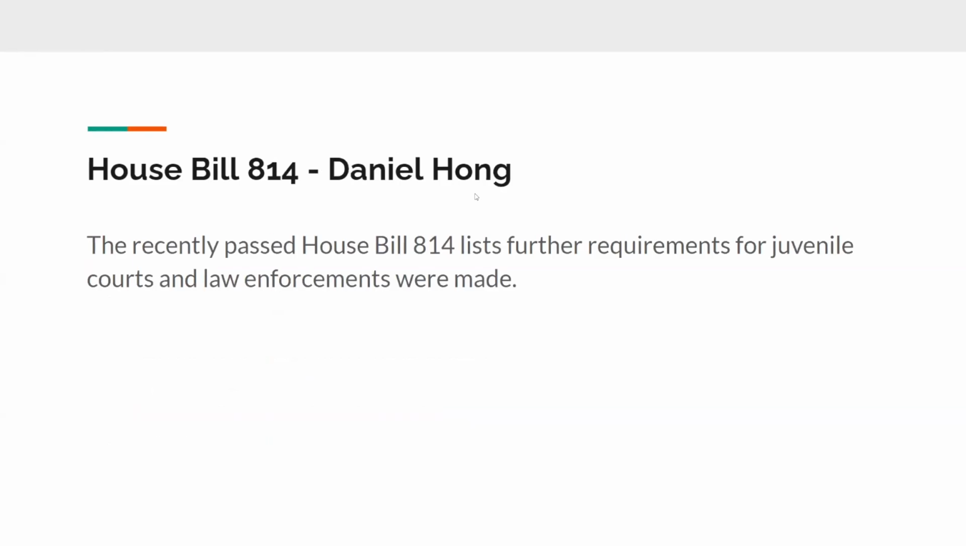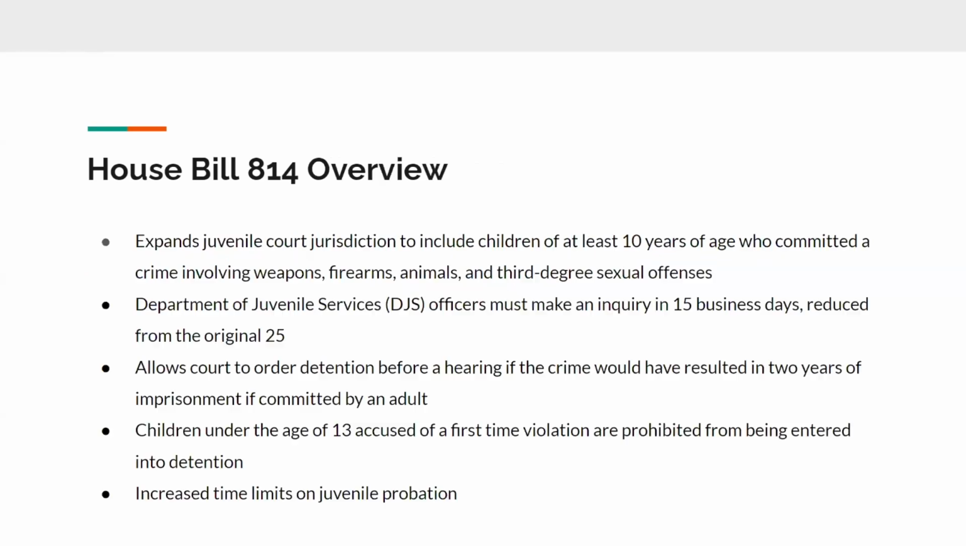House Bill 814 was done by Daniel Hung. It recently passed and lists further requirements for juvenile courts and law enforcement. So here's the overview for it. It expands juvenile court jurisdiction to include children of at least 10 years of age who committed a crime involving weapons, firearms, animals, and third-degree sexual offenses.